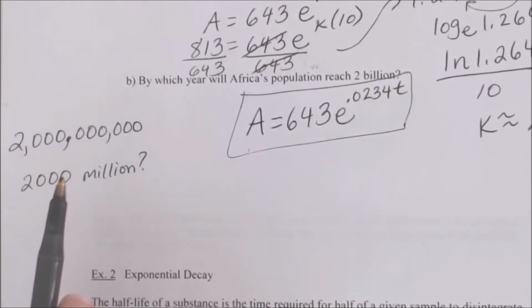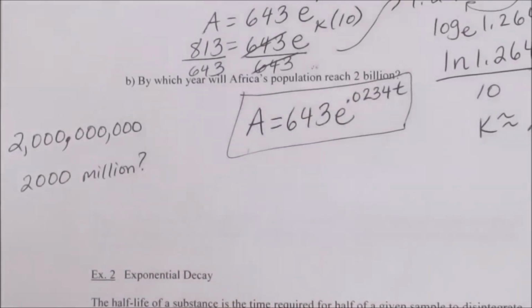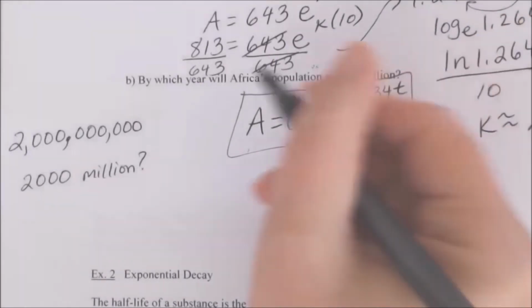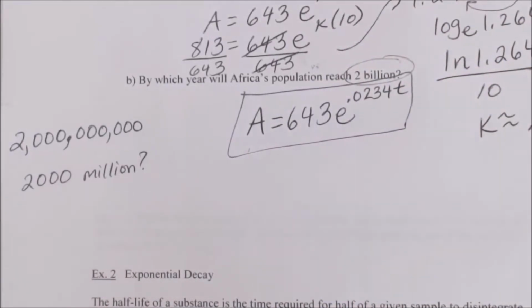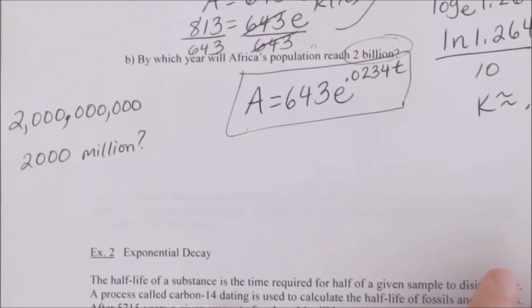If that part's a little fuzzy to you, do not stress about it. I'm not concerned about whether you recognize what 2 billion is. That's not a big deal. Take my word for it. They're asking us when will the population reach 2 billion, which is 2,000 million. What I do want you to pay attention to is how we're going to solve this equation.